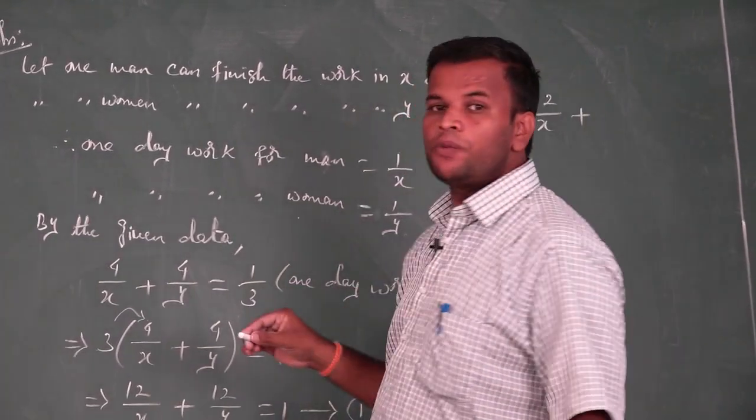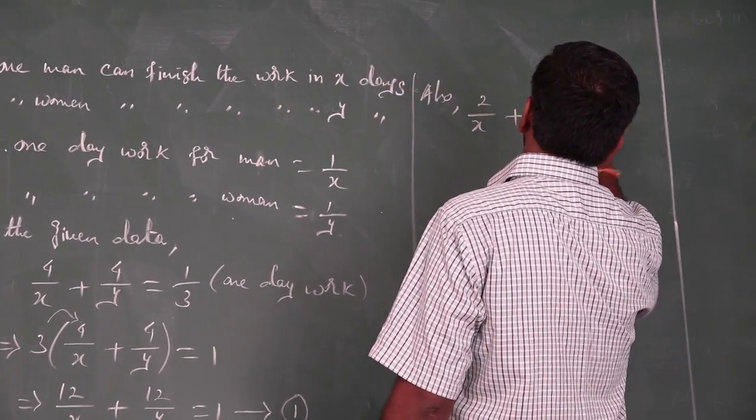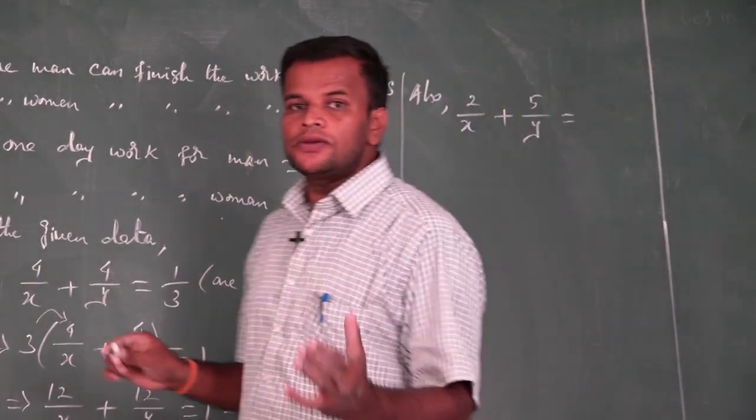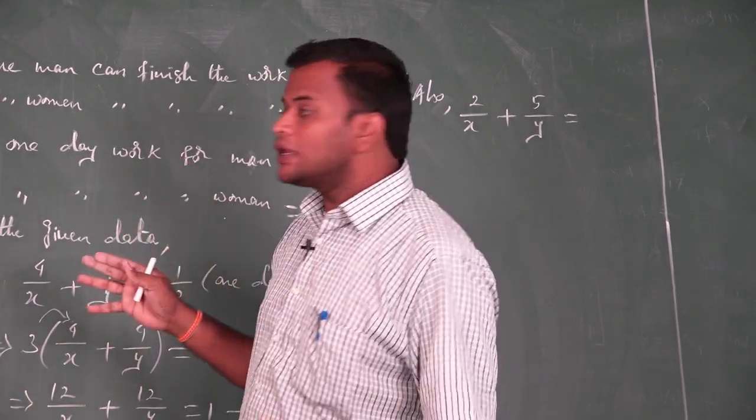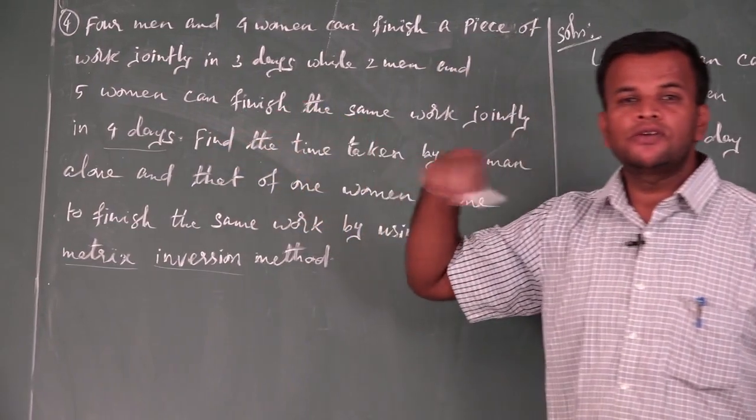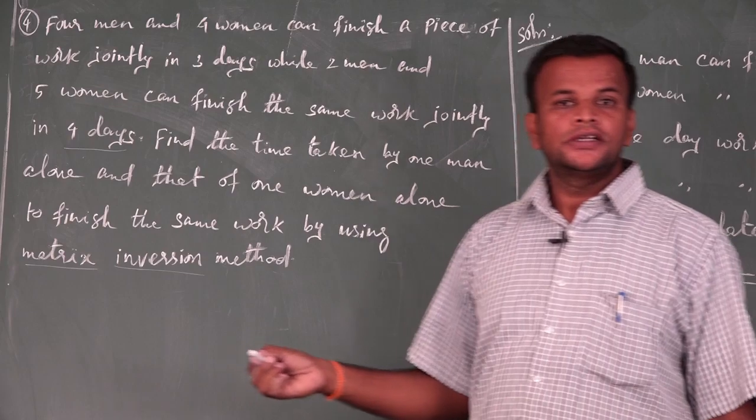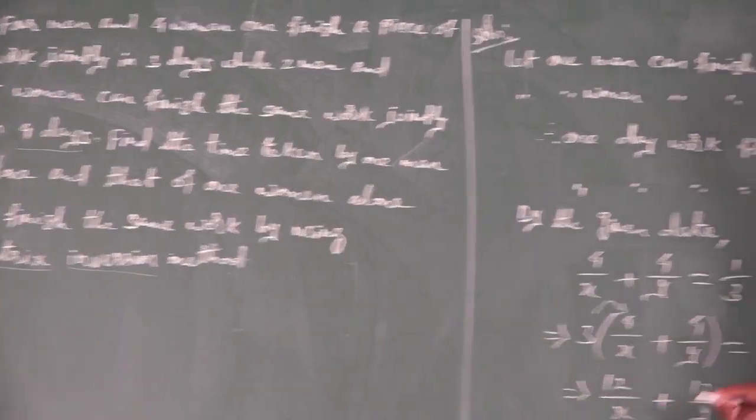Plus, how many women? There will be 5 women. So 5 by y is equal to, can finish the same work in how many days? There will be 4 days. So what is the finish of 1 day work? The total work in 4 days. Therefore 1 day work is 1 by 4.